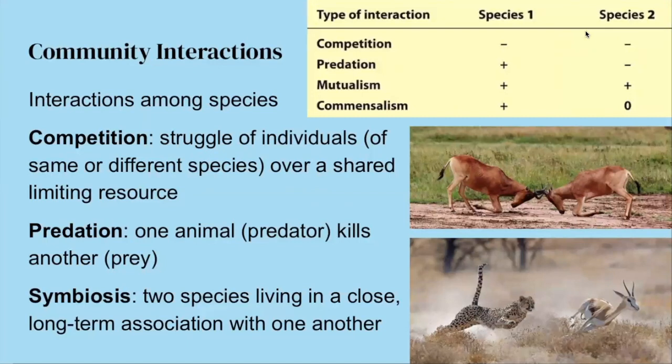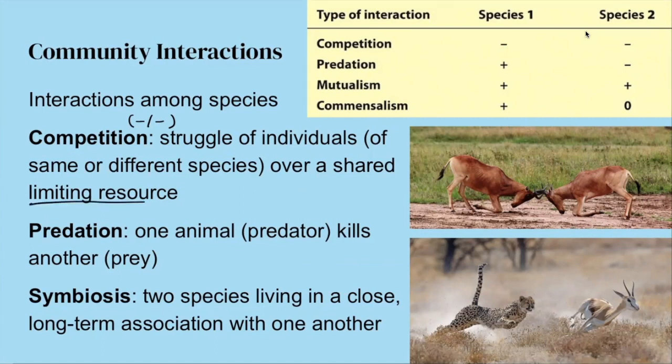These can be individuals that are the same species or individuals that are different species. And this is a negative relationship. It is harmful to both organisms because they are wasting energy having to fight each other or find new territory or things like that. Competition harms both organisms who are involved.